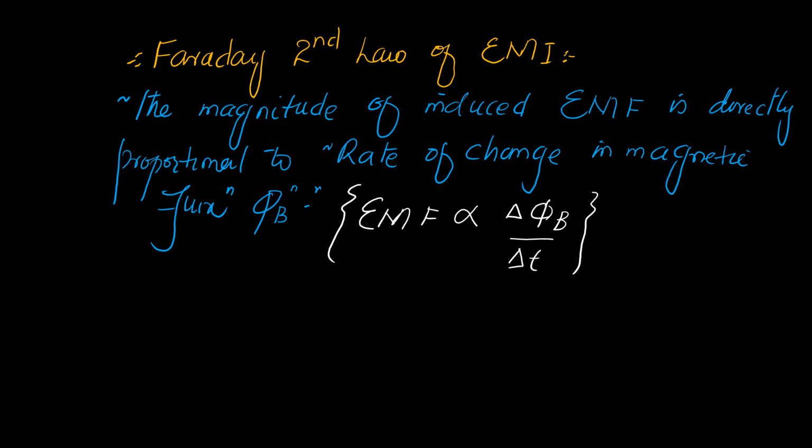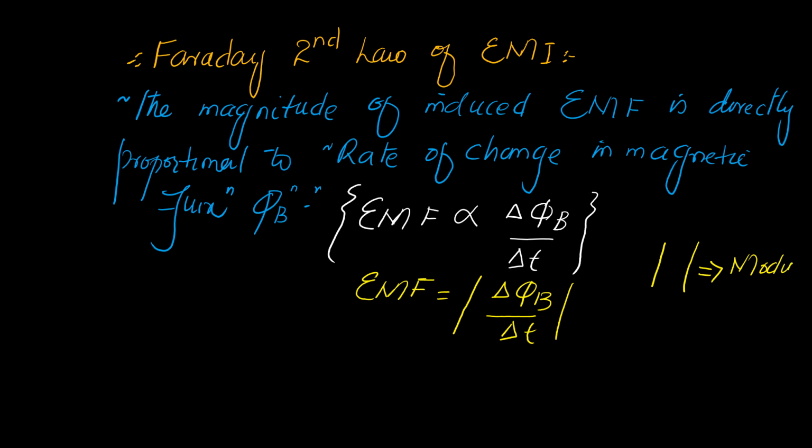So in the form of magnitude, we can write this as EMF is equal to modulus of the rate of change of magnetic flux, dΦB divided by dt. The modulus sign basically represents the magnitude of the change of magnetic flux.